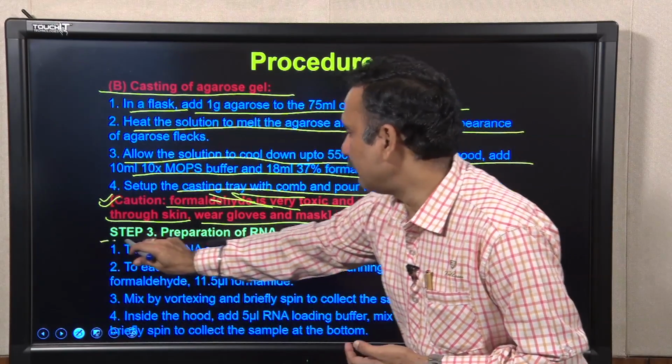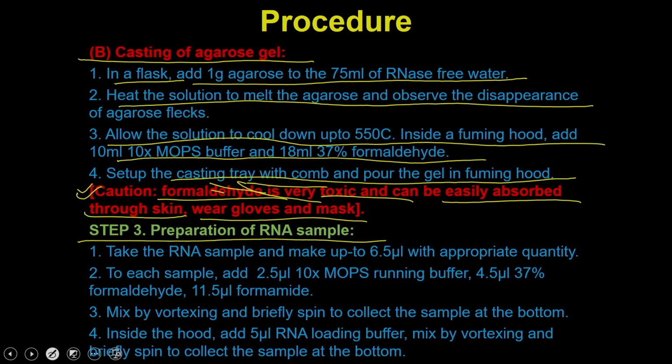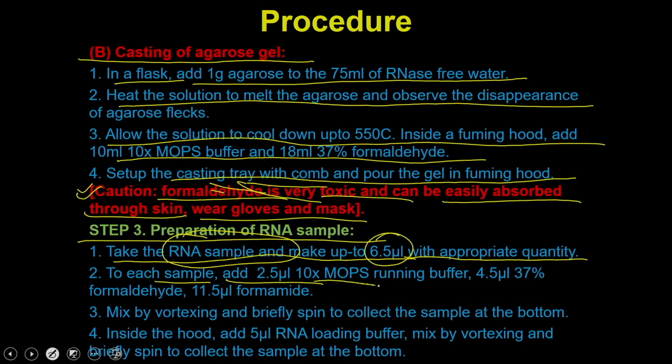Now, in step 3 you have to prepare the RNA samples. Take the RNA sample and make it up to 6.5 microliter with the appropriate quantity. Whatever the RNA sample you have, you first prepare 6.5 microliter of sample, and to each sample you add 2.5 microliter of 10x MOPS running buffer, 4.5 microliter of 37% formaldehyde and 11.5 microliter of formamide. That is going to make a reaction mixture of 20 microliter.